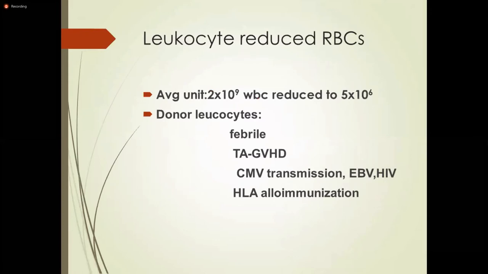Then coming to the leukocyte reduced RBCs, these are not usually given, but you should know what leukoreduced RBCs are. Basically, in the packed red cells we have WBCs in an amount of 2 into 10 to the power 9, and they are reduced to 5 into 10 to the power 6. Why are these donor leukocyte reduced RBCs required? They are rarely required in those patients who have a repeated history of febrile reactions. For example, if a patient has had a febrile reaction after blood transfusion, the second time you'll be transfusing the patient with leukoreduced RBCs.